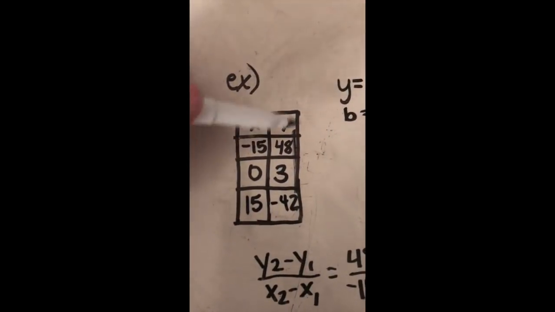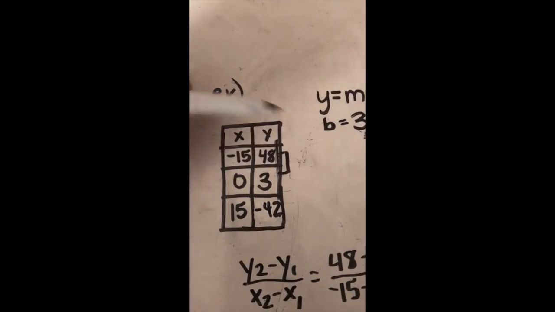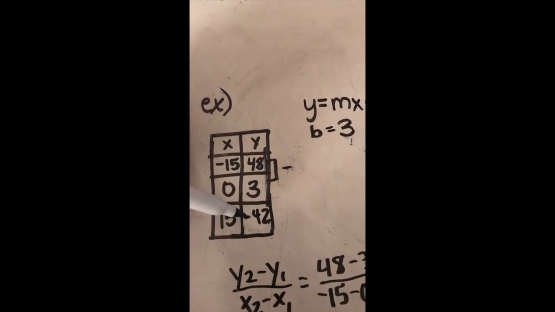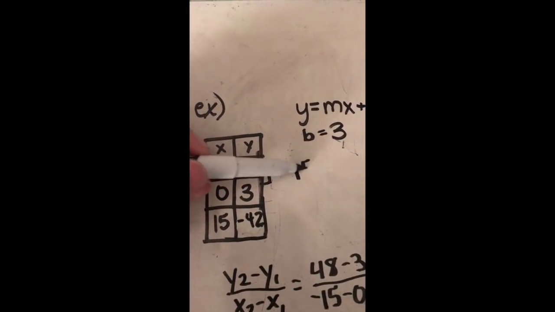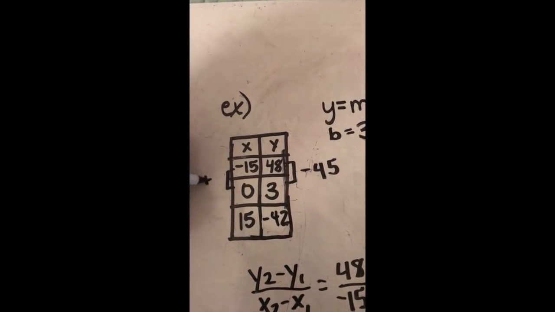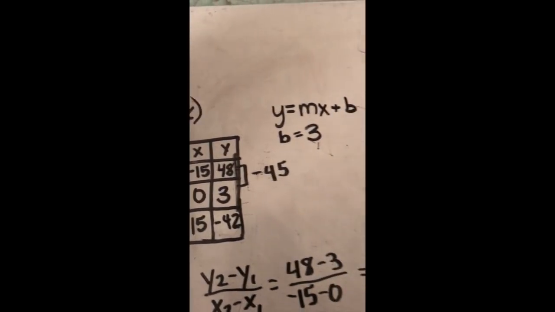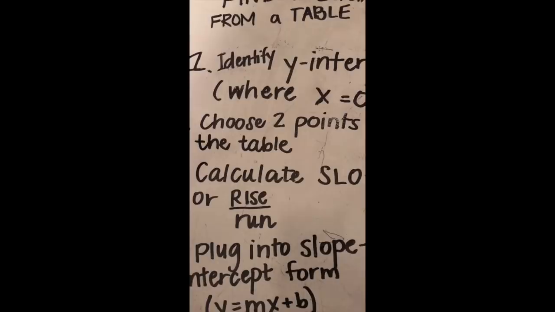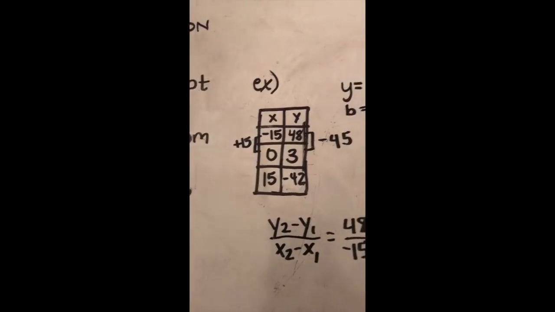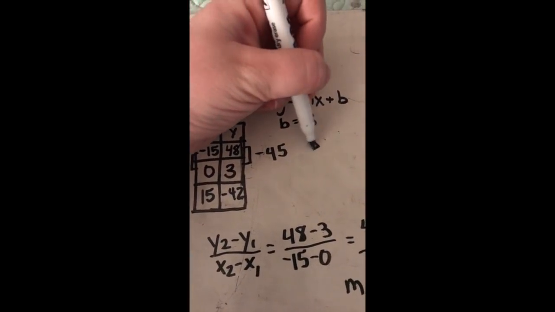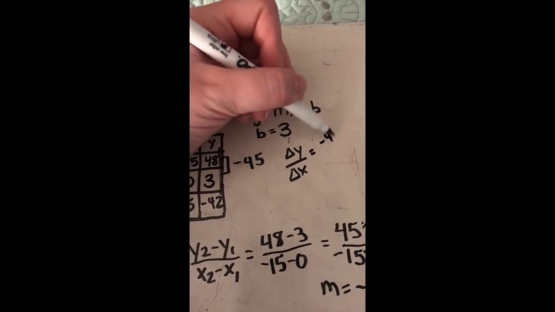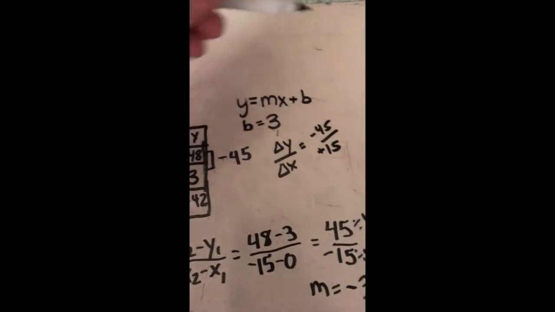I'm going to go ahead and do it this way. The change in y, the difference between 48 and 3, is going down, negative sign, by 45. The difference between negative 15 and 0 goes up by 15. So if slope is rise over run, our change in y over our change in x, equals negative 45 over positive 15.